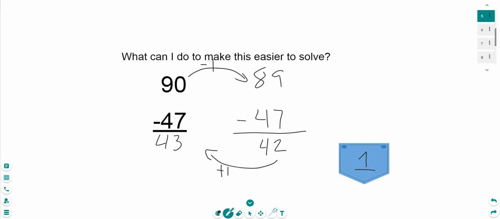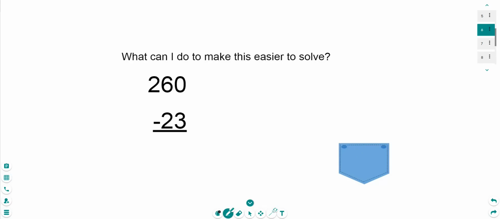Did you change the 90 into 89 by putting 1 in your pocket? When you solved 89 subtract 47, did you end up with 42? And when you took that 1 back out of your pocket, did you end up with 43? Did you remember to check your work? Is 43 plus 47 really 90?